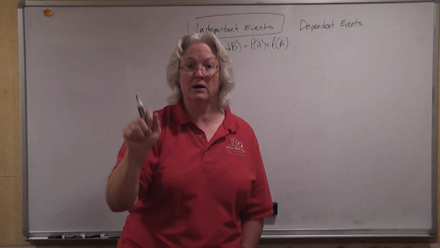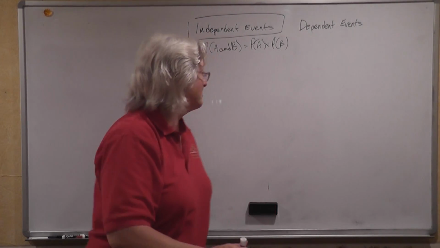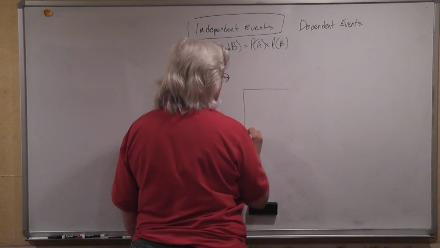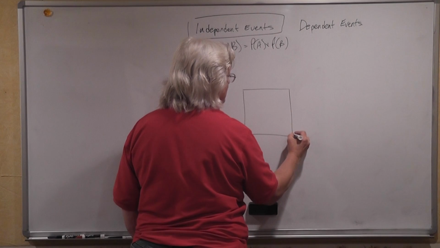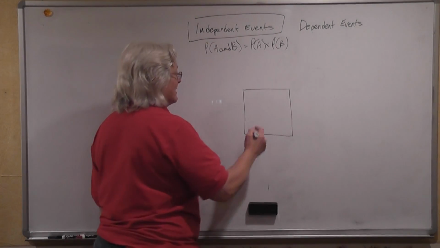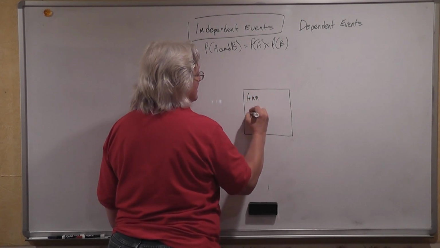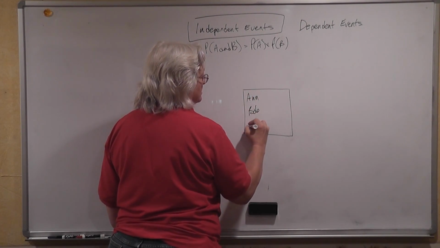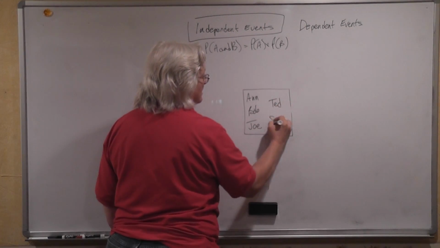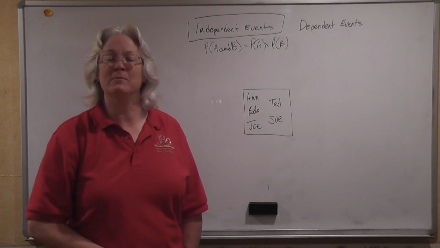This happens all the time if you have your name in a hat for a drawing for a prize or something. So let's say that we have this box here, and it has everyone's name in it. And I'm going to just put easy ones. Ann, Bob, Joe, Ted, and Sue. A bunch of 3-letter names here.